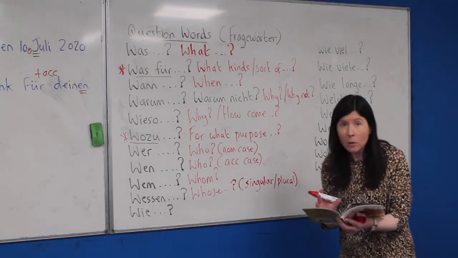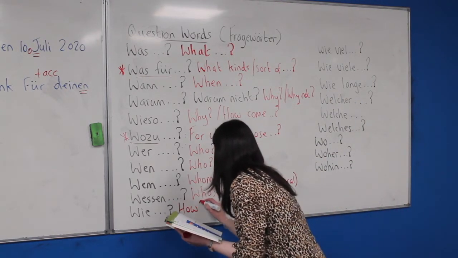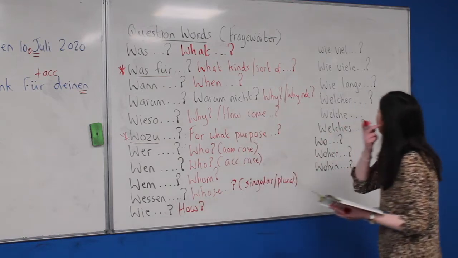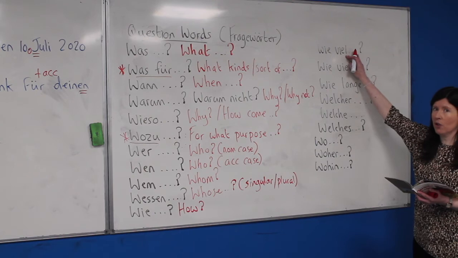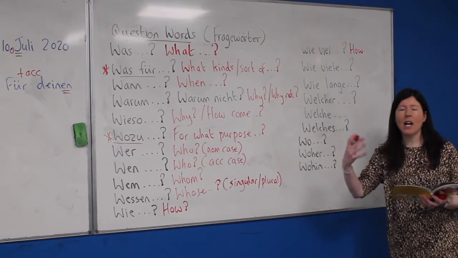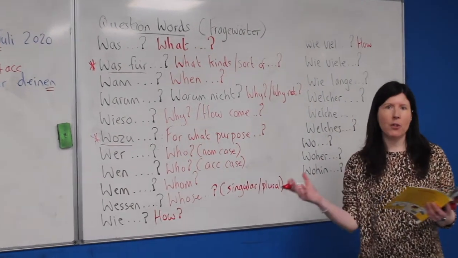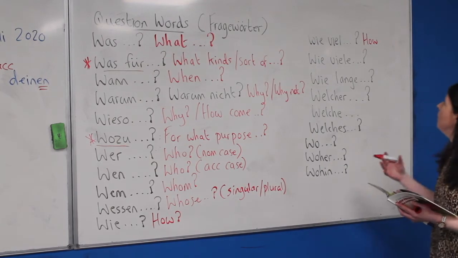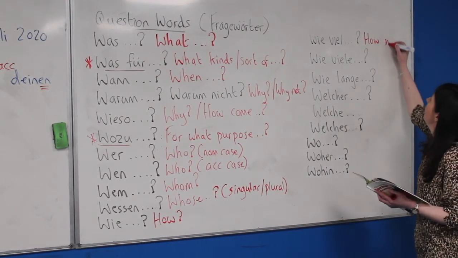Wie then is how. Okay, how. Then we have wie viel. So watch this. Wie viel is how much. Okay, how much. Vielleicht, wie viel Geld verdienst du pro Woche? How much money do you earn per week or per Stunde, per hour, something like that. So that's how much.